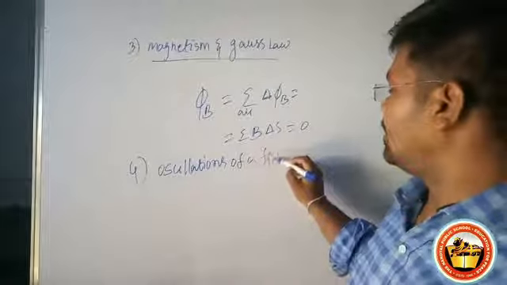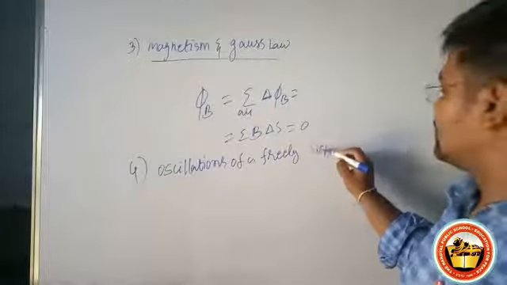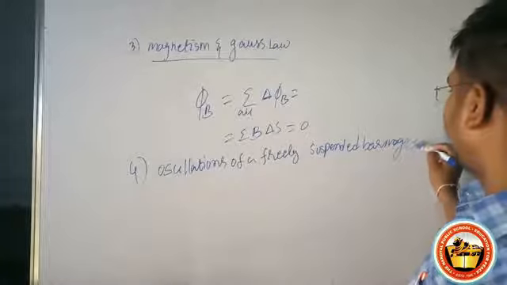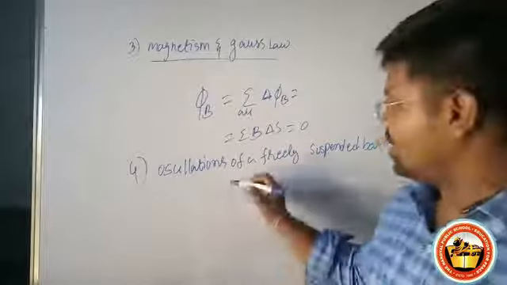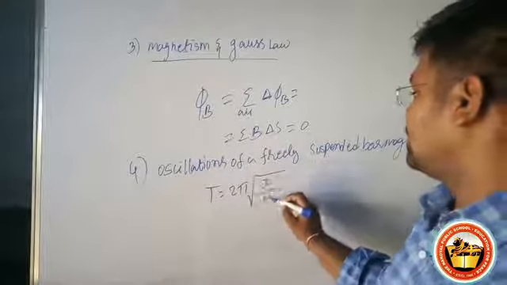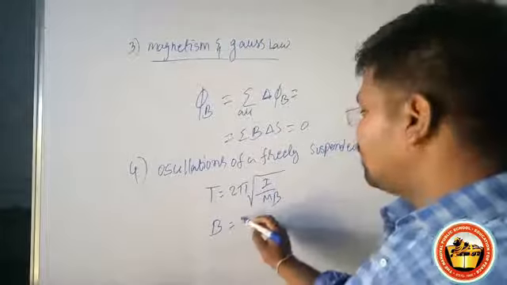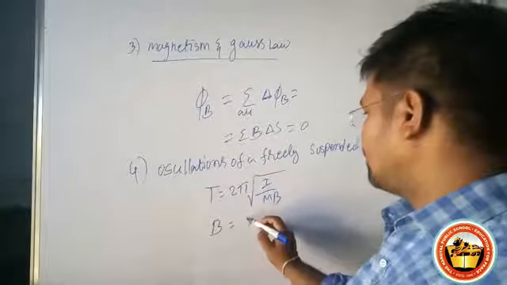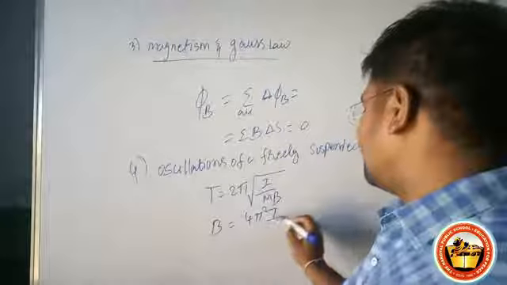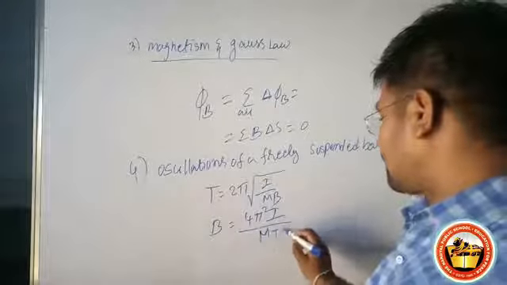Next, oscillations of a freely suspended bar magnet. Time period T is equal to 2 pi into root of I divided by MB. So from this, B is equal to 4 pi square I divided by M T square. Understand?